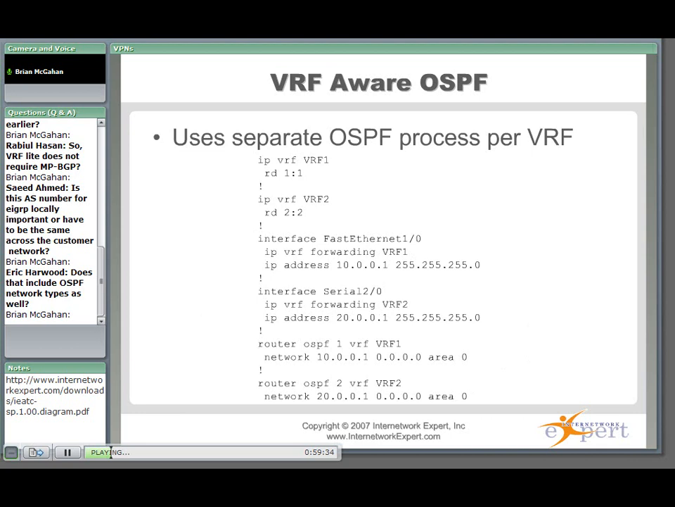VRF aware BGP does not relate to the VPN version 4 address family inside BGP. VRF aware BGP does not directly relate to MPLS. Just like the other VRF aware IGPs, they do not directly relate to MPLS. MPLS is only going to come into play once we enable the VPN v4 address family inside of BGP. Now with the VRF aware BGP, we can simply say we have a different BGP table on a per VRF basis.